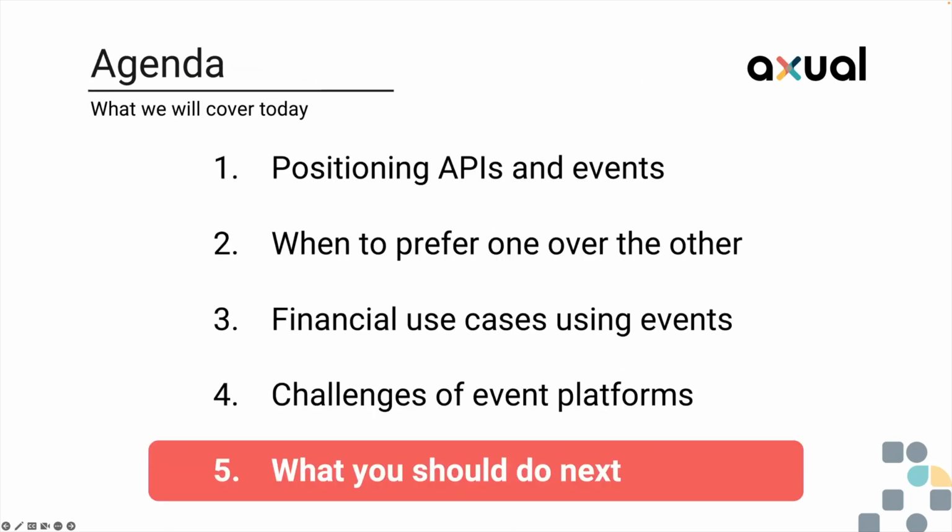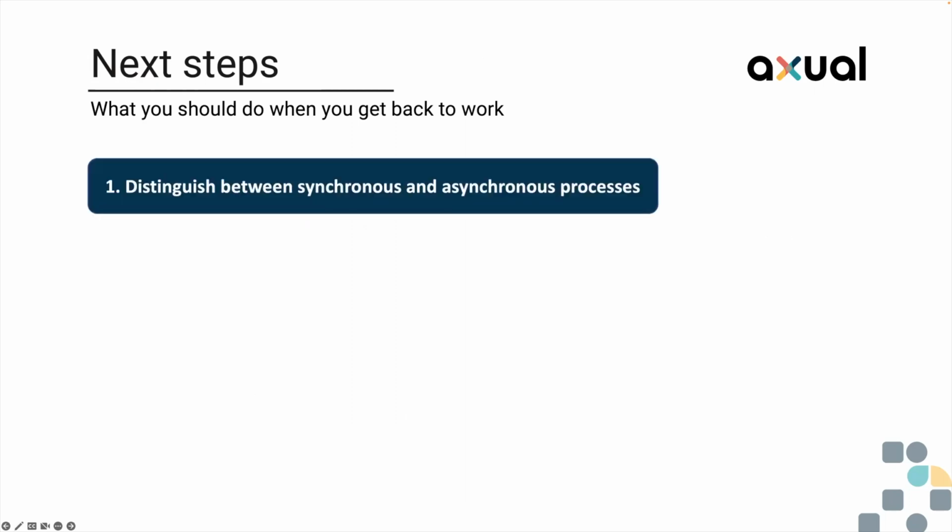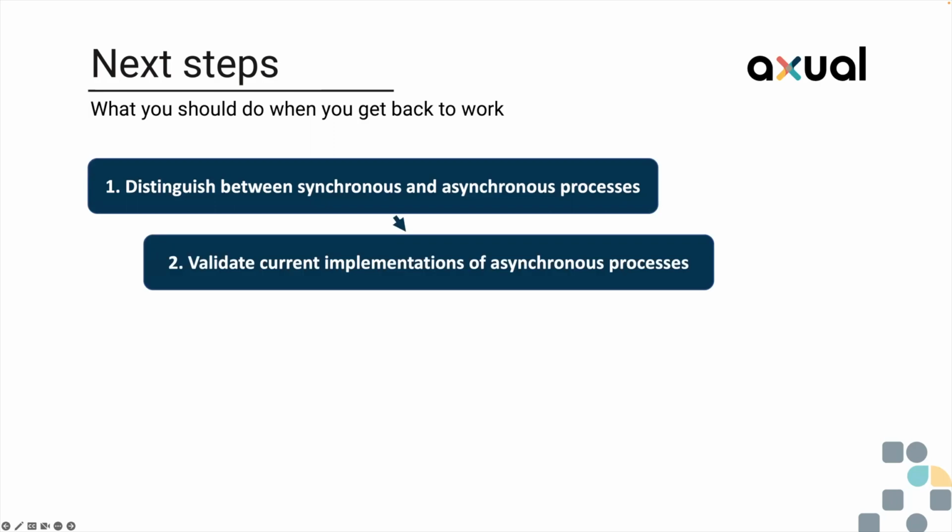So coming to the last point on the agenda, what you should do next. Of course, if you get back to work tomorrow, what to do next? Well, I think the first thing to do, if you don't have a clear distinction between synchronous and asynchronous processes in your organization, is to make that distinction. And then also try to see what makes sense for implementation. So validate the current implementations of these asynchronous processes, because there's a fair chance that the current way of working around events is implemented in a different way than through an event platform.